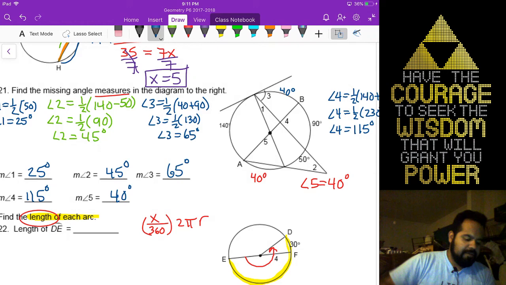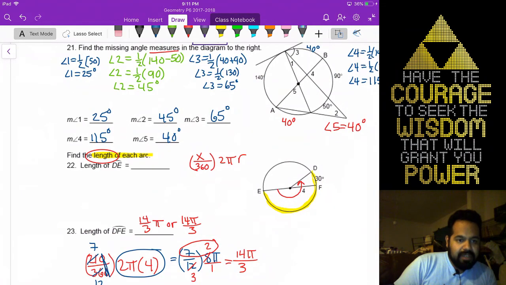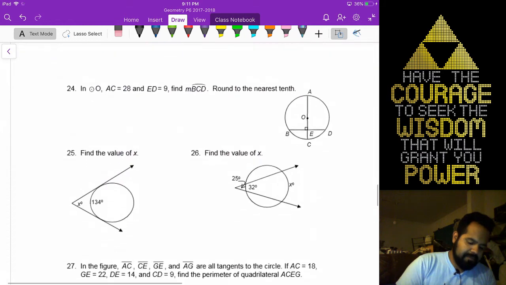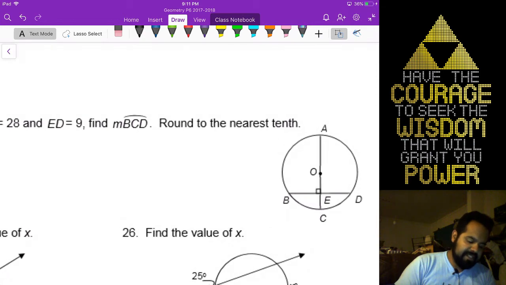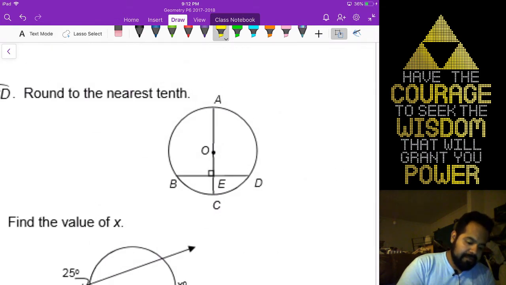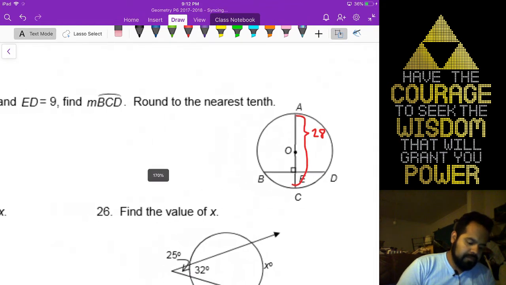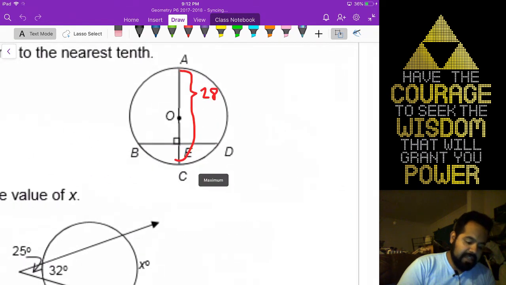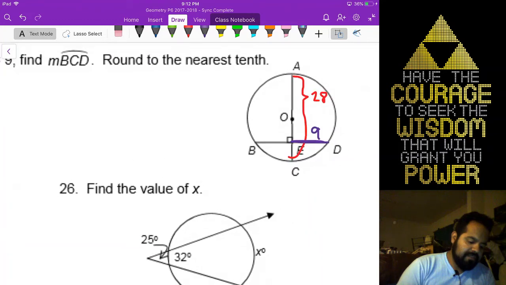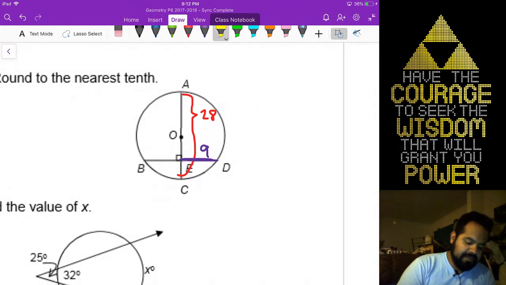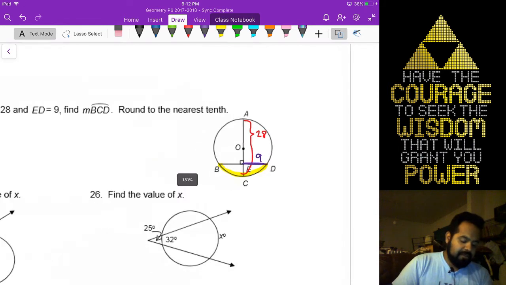Okay, Riley, you had a question on 24 and 25. So let's get to it. Okay, so let's see here. AC is 28. And ED is 9. I can write it there. We need to find the measure of BCD. So we need to find the measure of this arc. Alright. She doesn't need 25 anymore.